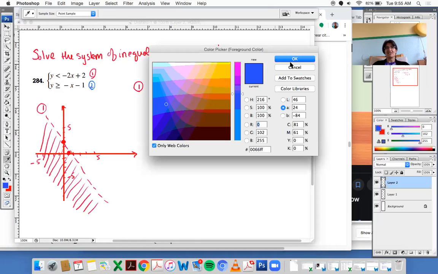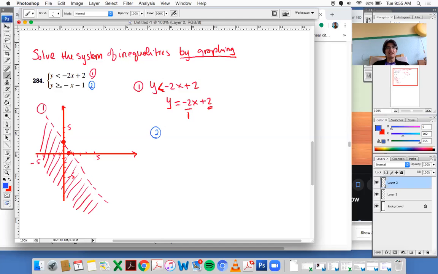All right, let's do the second one. The second inequality says y is greater than or equal to negative x minus 1. Again, we start by graphing the line, and then we shade. We look at the y-intercept, which is negative 1, so we mark negative 1 on the y-axis. Now we look at the slope. In front of the x, I have a negative, so I make my fraction: negative 1 over 1. From my starting point, I go down 1 unit and 1 to the right. So negative 1 is my starting point on the y-axis, and then my slope tells me down 1, 1 to the right.